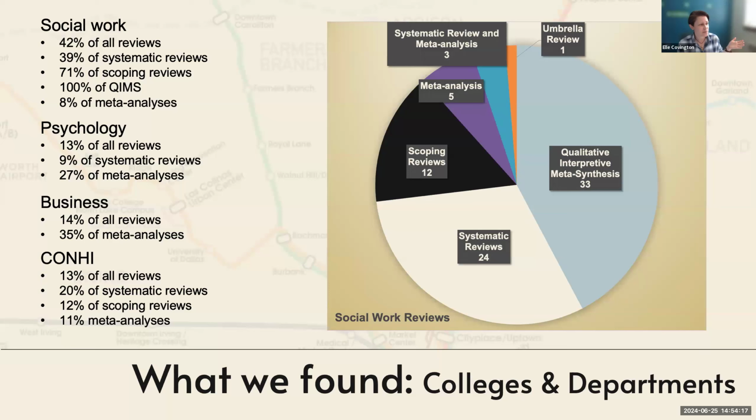They are doing 39% of the systematic reviews and 71% of the scoping reviews, as you can see here. Next highest is psychology, then business, and then ConHi, the College of Nursing and Health Innovation, which is what that acronym stands for, all represented there. And social work is not even our biggest college on campus. That would be engineering. So I think just the extent of these reviews that they're doing was pretty surprising to us.